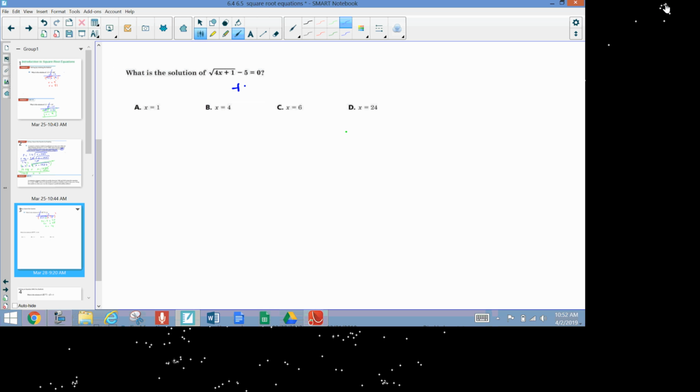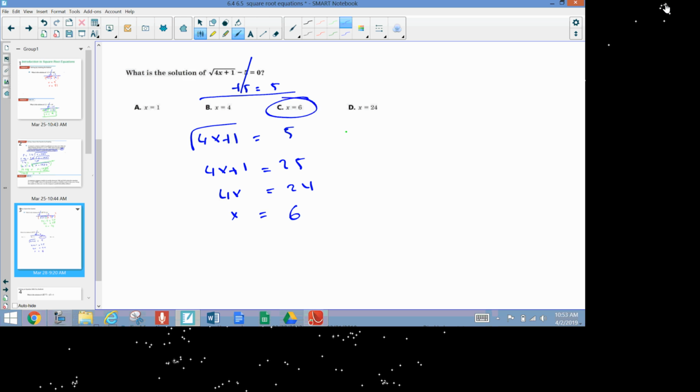Now we're going to add 5 to both hand sides. They'll cancel out. It is equal to 5. We're going to take the square of both hand sides. And then subtract 5. Subtract 1, I'm sorry. Subtract 1 from both hand sides. And then divide by 4.